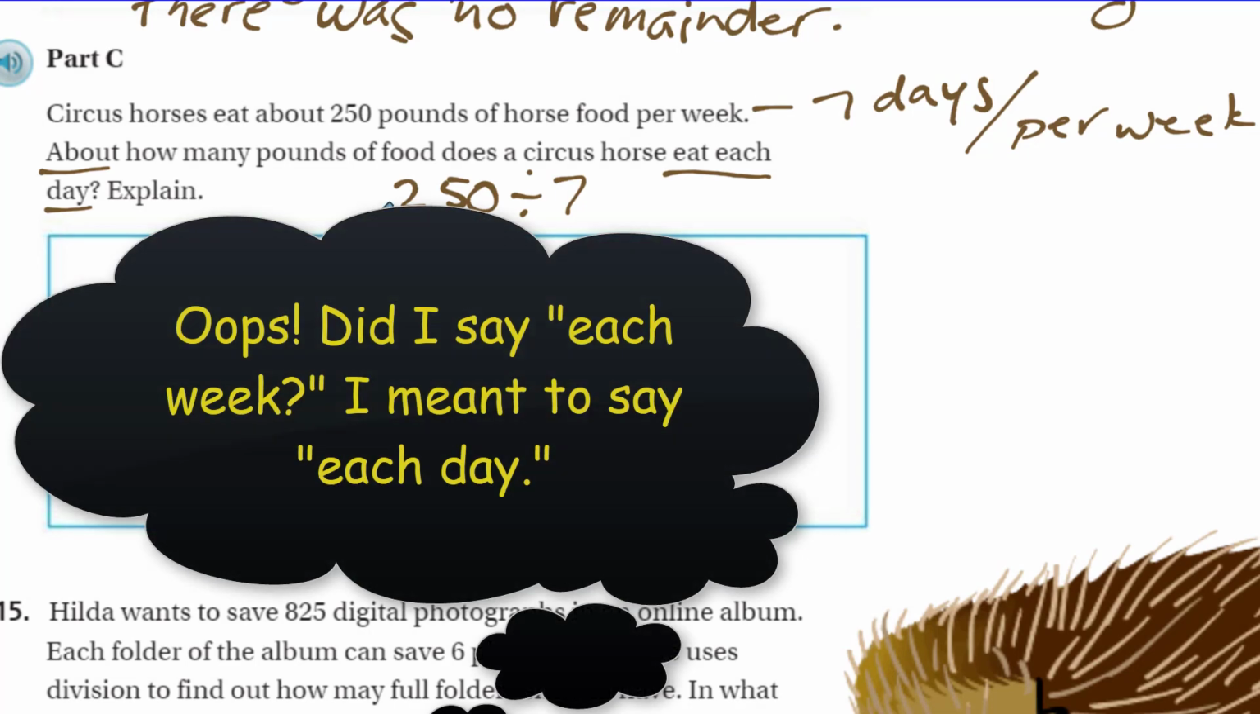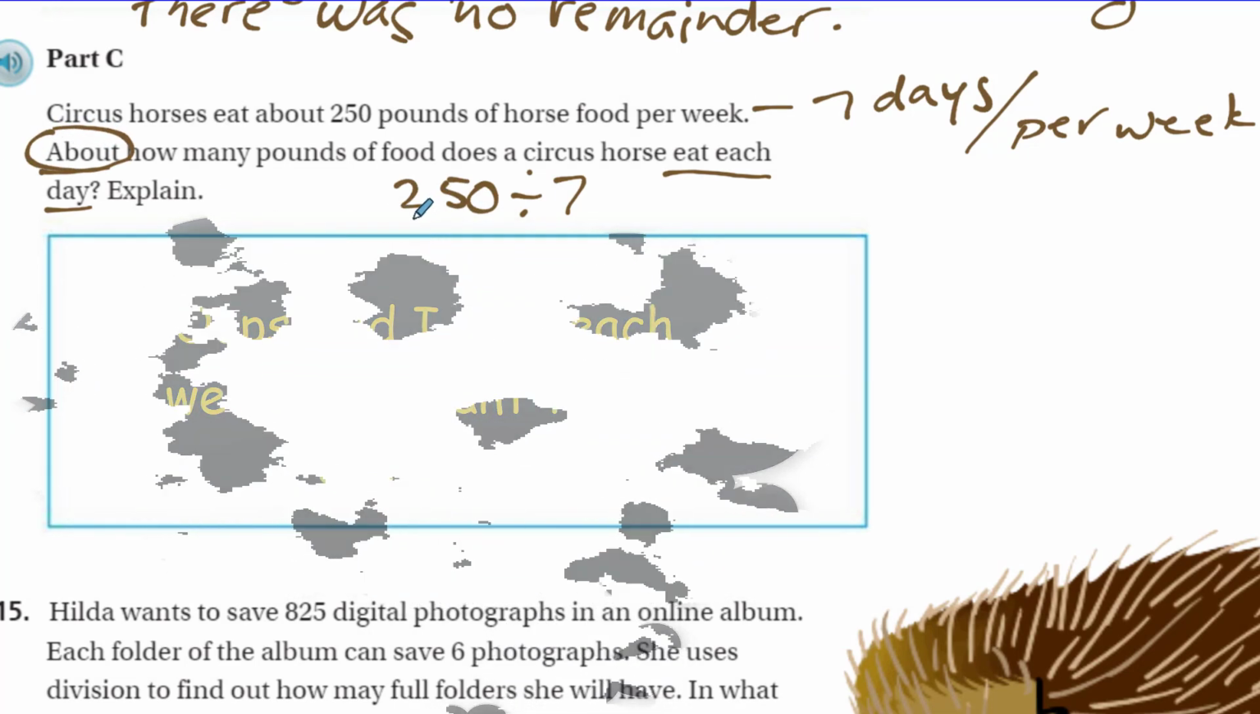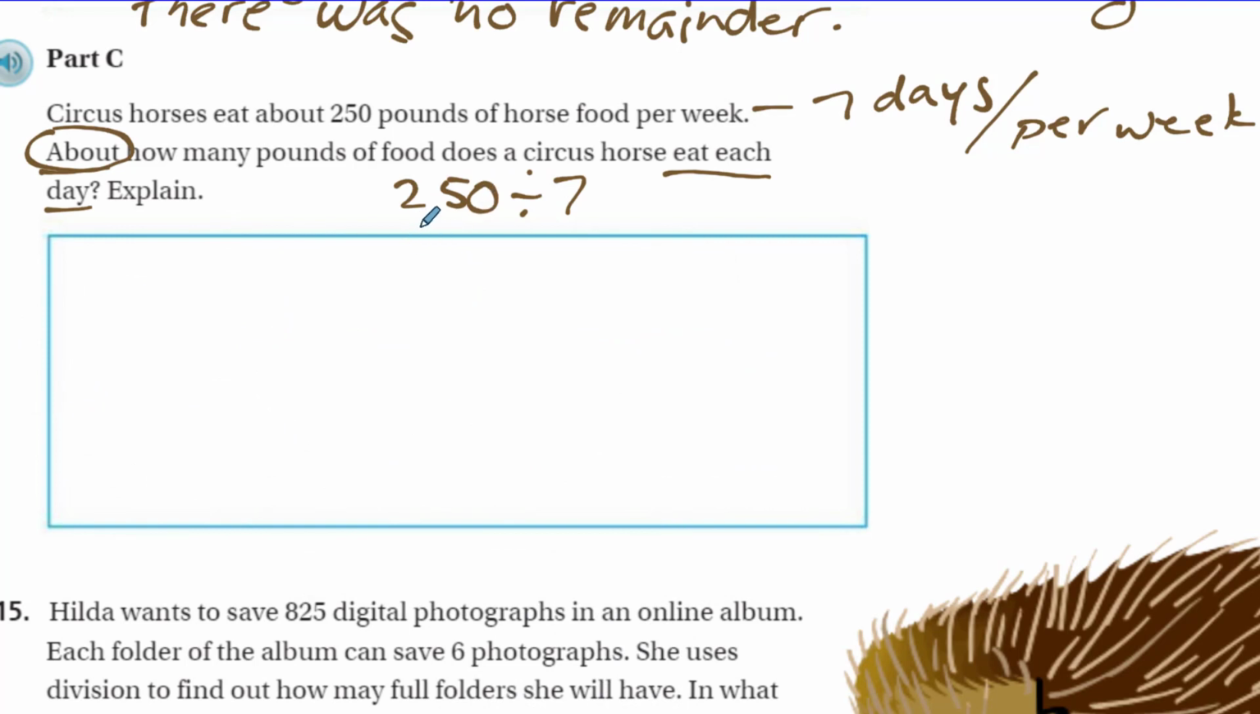Now looking at this, they did say the word about. It's a good thing that they said about because 25, if I want to just take off the 0 for the time being, well, can't really be divided by 7 equally. I could go down 1, 24 doesn't work. I could go up 1, 26 doesn't work. Could go to 23. No. Maybe I go to 27. Can I take 27 and divide it by 7? No. 28? 28 would work because 28 divided by 7 is 4.